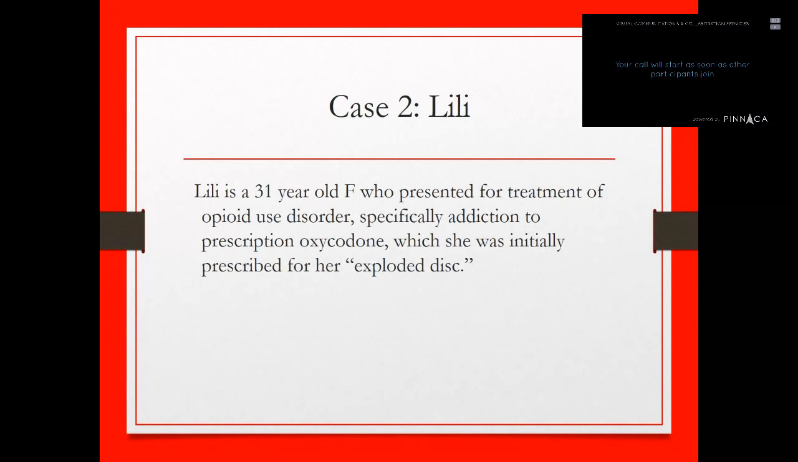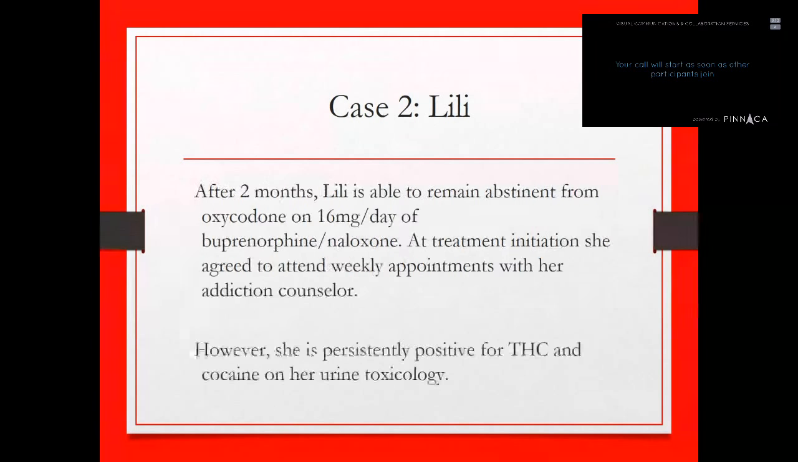So to return to Lili, she had her exploded disc. She was taking more oxycodone. She had first started eating it and then started realizing that she'd get a faster effect if she chopped it up and sniffed it. She was tempted to dissolve it and use one of her mom's insulin needles to inject it. But thankfully she sought some help, and after 2 months, she's able to remain abstinent from oxycodone on 16 milligrams a day of buprenorphine naloxone. And interestingly, she mentions that her pain has improved.